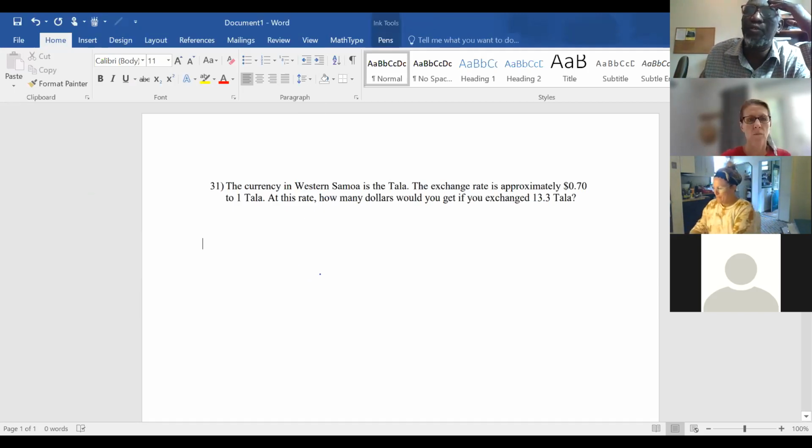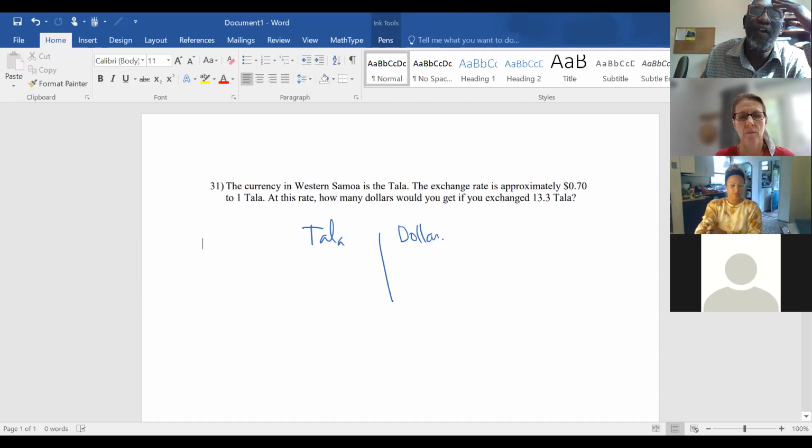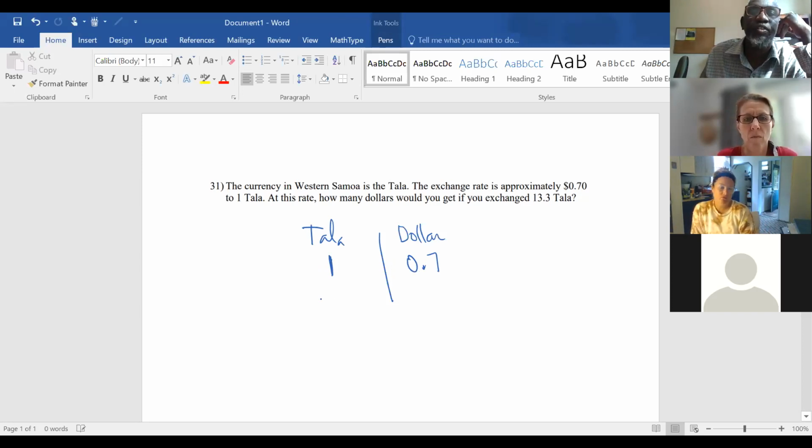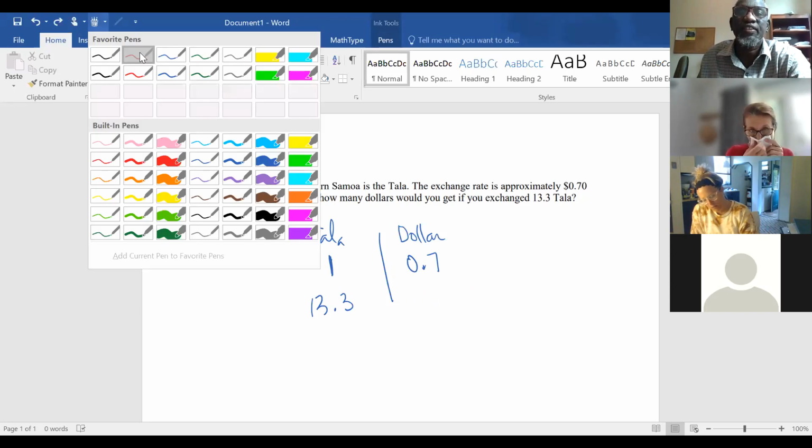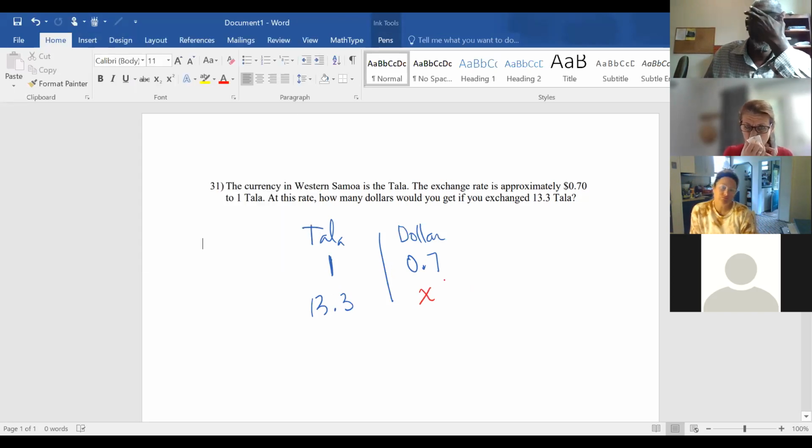So right here, I have the dollar. We have one dollar here is $0.7, right? So I'm saying now 13.3 dollars is how much dollar, okay? Since I don't know how much, I'm going to give it a variable name. I'm going to call it X dollars, right? And now we're going to apply the proportions, right?